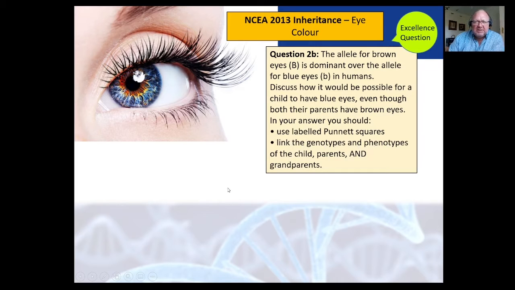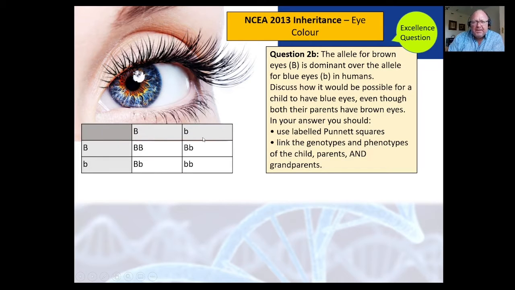So we did this one in class as well. So there's your Punnett square. The only way that a child of two brown-eyed parents can have blue eyes with a recessive is if both parents had a recessive gene present. So in other words, they are heterozygous. And in the Punnett square, when you draw it, you can then show that there is a 25% chance of the child having blue eyes. And in this case, the phenotype ratio, remember phenotype is the physical feature, is going to be 3 to 1. 3 browns to 1 blue.